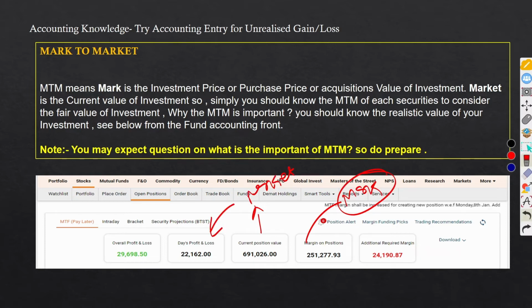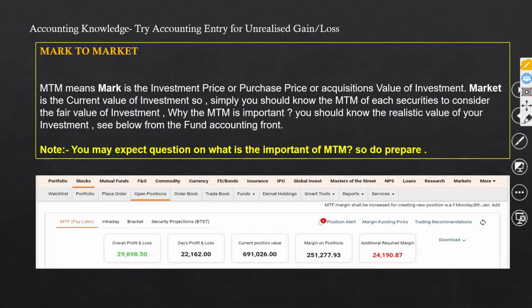Profit means unrealized or realized profit and loss. So basically compare the purchase price of your investments with the market and adjust the difference. If it is positive, then you can say yes, you have a profit, and if it is negative, then that becomes your loss on investments. All right, that's where mark to market comes into the picture.